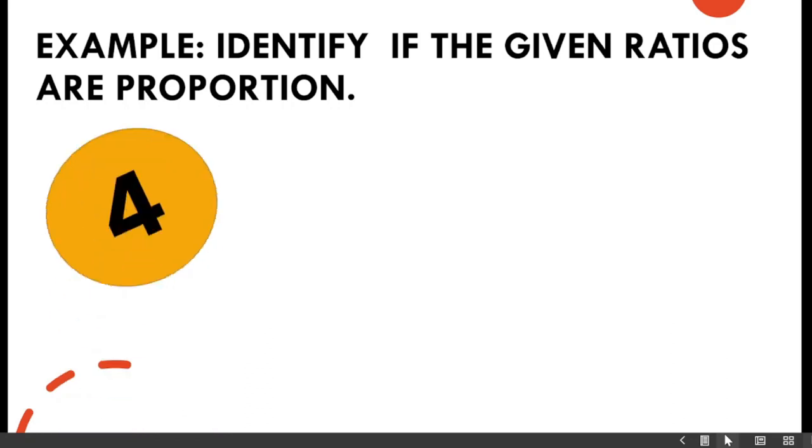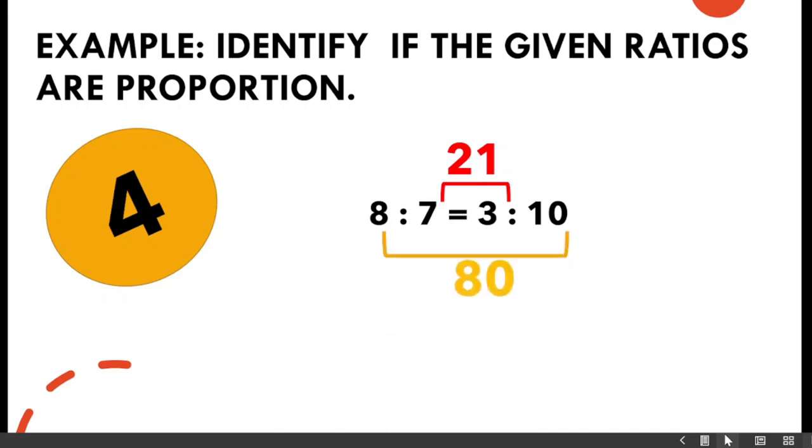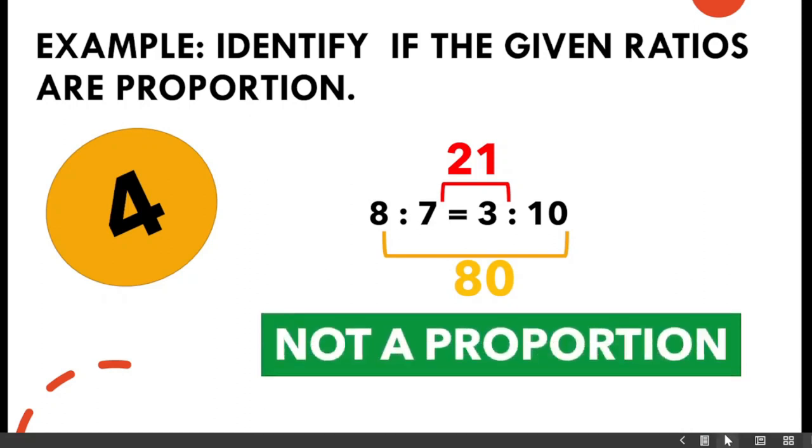Number 4 example. The given ratios are 2 is to 7 is equal to 3 is to 10. Again, we need to multiply our means and extremes. We have 7 times 3 is 21, and 8 times 10 is 80. Since the products of our means and extremes are not equal, therefore the given ratios are not a proportion.